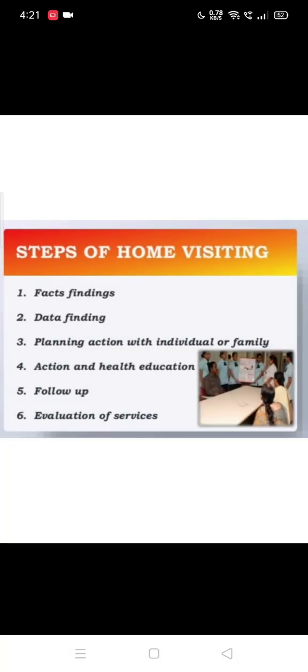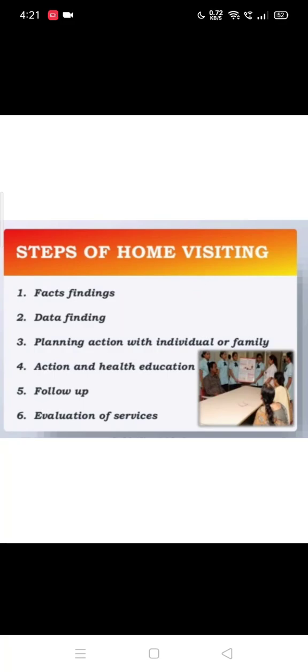Then thank the family members and individuals for their good response during your visit. So these are the principles of home visit. Now moving towards the steps of home visiting. Here there are 6 steps of home visiting, how to do the home visiting.